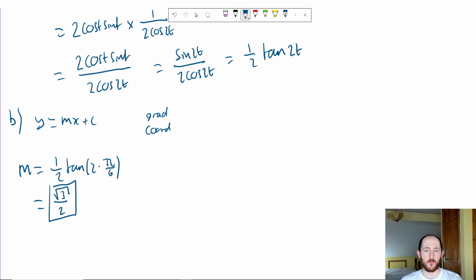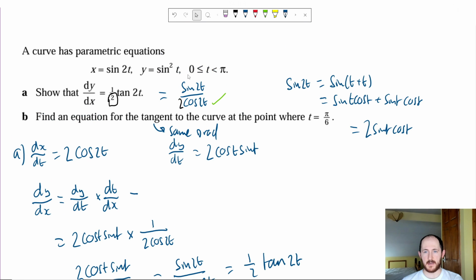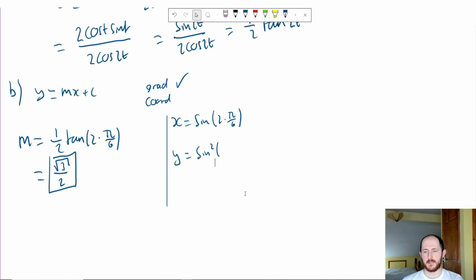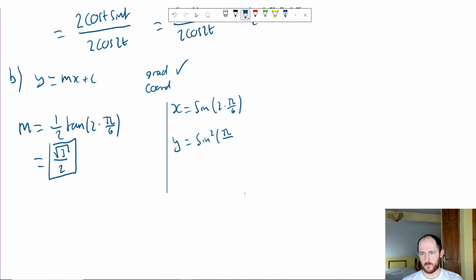So we actually have m already. Now, to find the coordinate, all we're going to do is sub in pi over 6 into the original x and y. So x equals sine 2 times pi over 6, and y equals sine squared of t, so pi over 6. So let's work those two out.